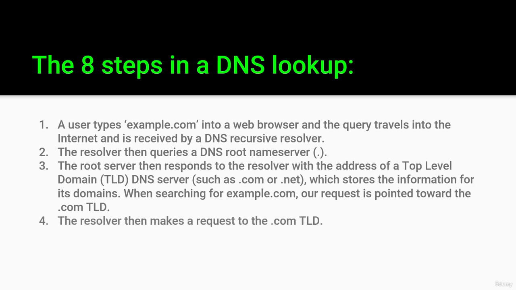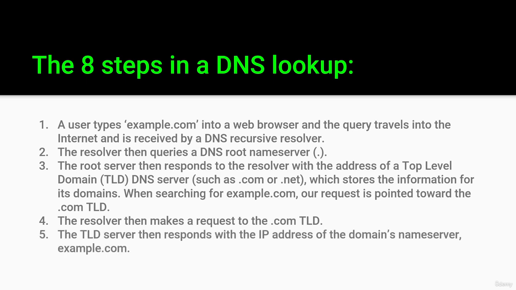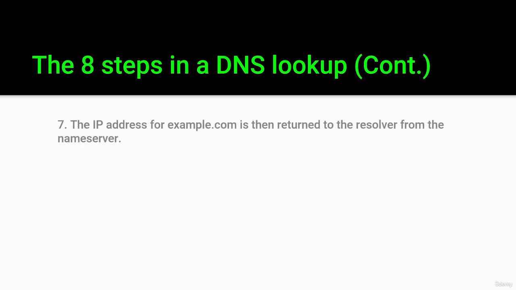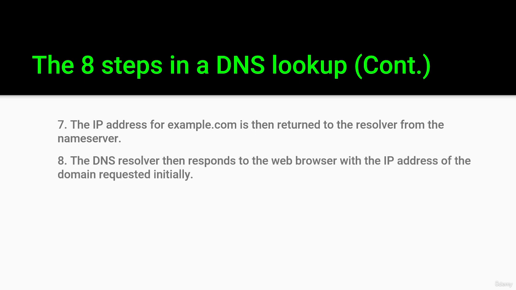Then the resolver makes the request to the .com TLD. The TLD server then responds with the IP address of the domain's name server for example.com. And lastly, the recursive resolver sends the query to the domain name server. And then the IP address for example.com is returned to the resolver from the name server. And the DNS resolver then responds to the web browser with the IP address of the domain requested initially.